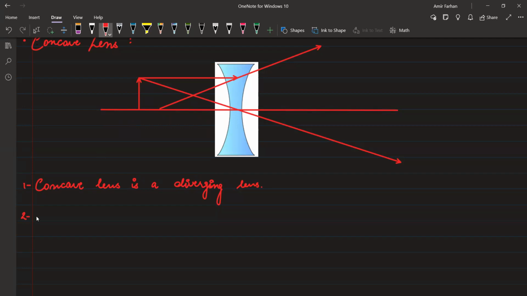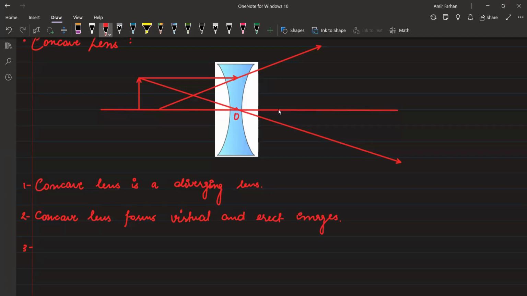So the concave lens forms virtual and erect images. Clear? Third would be, as you can see, this is the optical center, everyone.